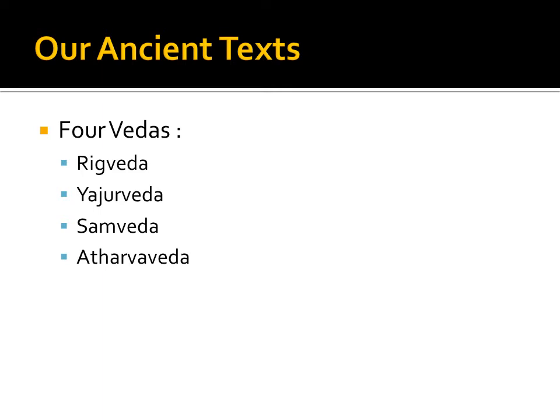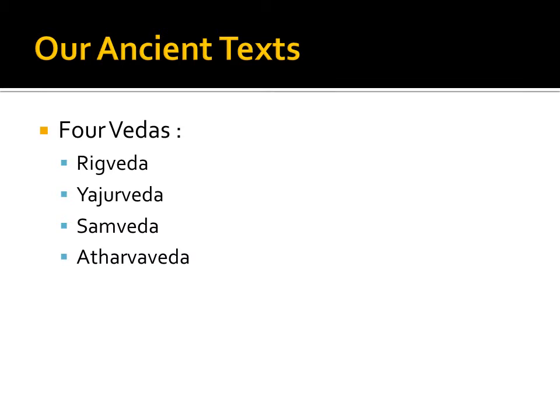Our ancient texts, books which give us knowledge. There are four Vedas. Vedas means sacred knowledge. The actual word is Ved, but in English, as Yog becomes Yoga, Ram becomes Rama, Shiv becomes Shiva, that way the word becomes Veda. So the four Vedas are Rigved, Yajurved, Samved and Atharvaved.